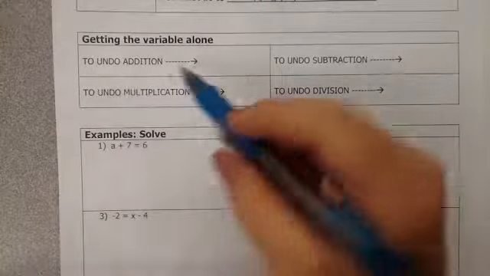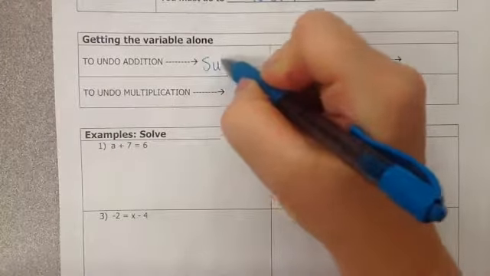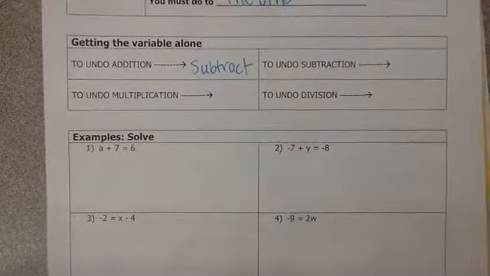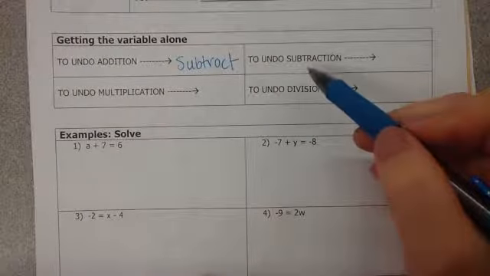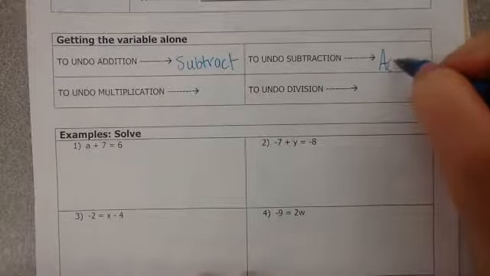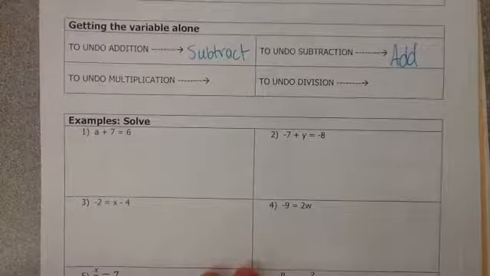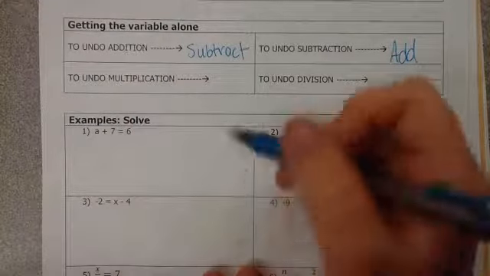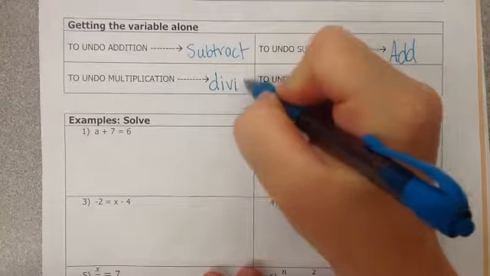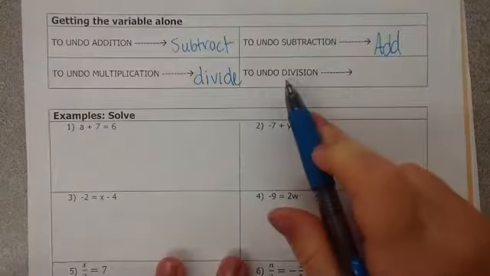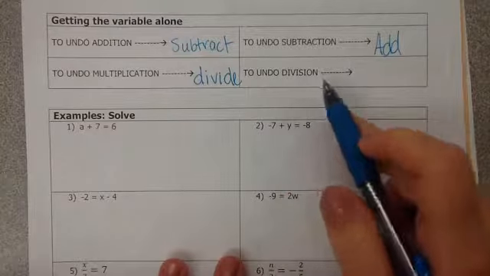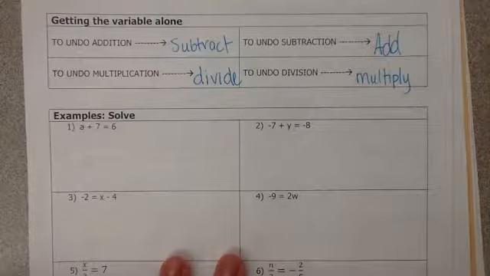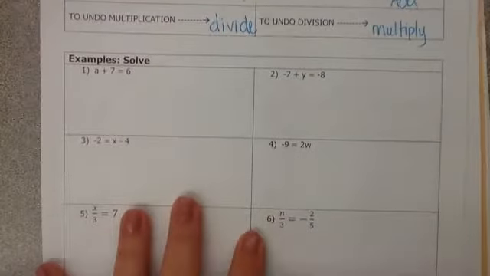What operation undoes addition? Subtract. Okay, to undo addition, you will subtract. The opposite of that then, to undo a subtraction, we will add. If our equation involves multiplication, how will we get rid of multiplication? Divide. And if our equation involves division, how will we get rid of division? Multiply. So keep that in mind as we are solving these equations.